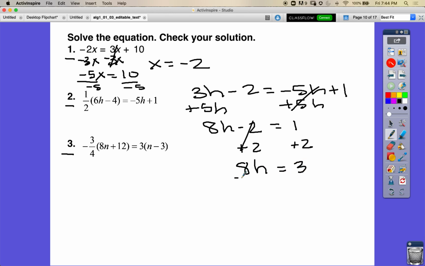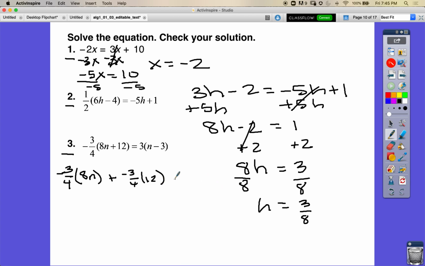I'm now going to divide both sides by 8, and as you find out, your answer here will be a fraction, 3/8. Now let's do the last one. We're going to distribute this in. Okay, this one's going to be a little tricky, so I'm going to write it out for you so it's cleaner for you. So this is really negative 3/4 times 8n plus negative 3/4 times 12, and that's going to equal 3n minus 9, because that's an easy distribution.